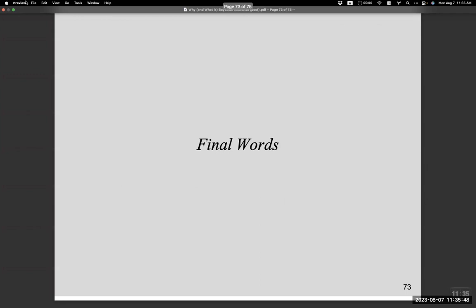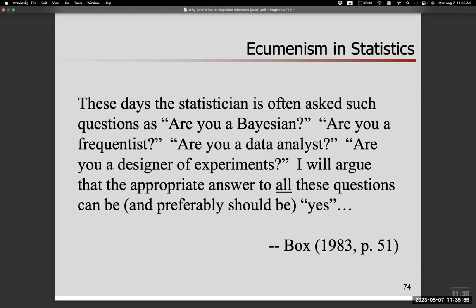You're not free of me yet, but let me close this portion with just some final words. I like this from a paper by Box, from 40 years ago. These days, the statistician is often asked such questions as, are you a Bayesian? Are you a frequentist? Are you a data analyst? Are you a designer of experiments? I would argue the appropriate answer to all these questions can be, and preferably should be, yes. So this is about incorporating tools into your toolkit. I don't necessarily expect that people new to Bayesian inference will say, let me get rid of all that frequentist machinery I've learned and come over to Bayesian inference wholly. The idea is to recognize that it's a tool that may be advantageous to have in your toolkit.